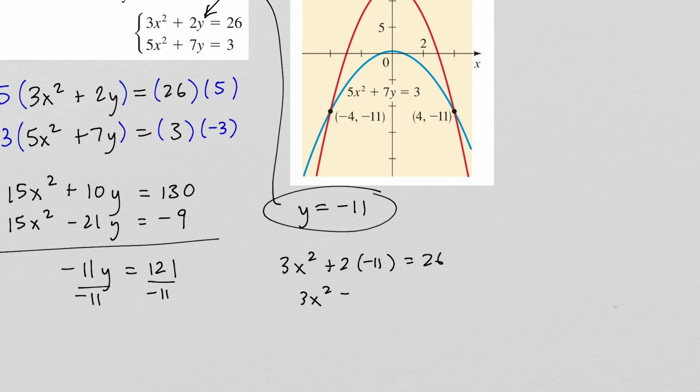This is 3x squared is equal to 48. After you do a little math there, divide by 3, we get 16. And finally, x must be plus or minus 4. So we have two solutions.